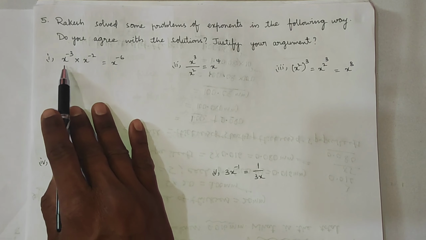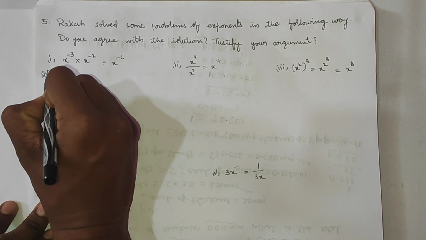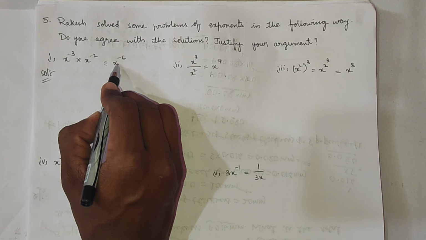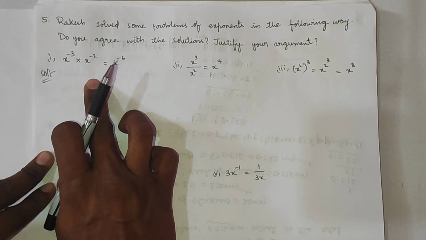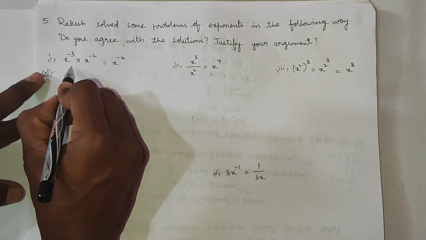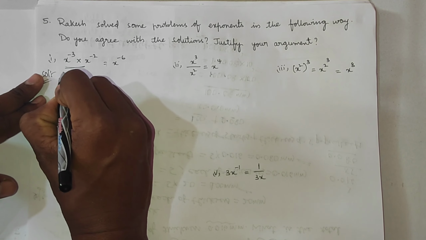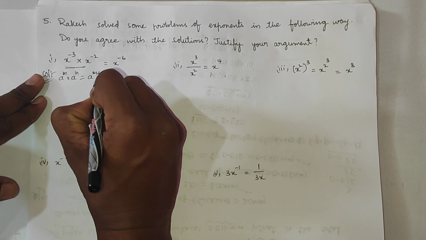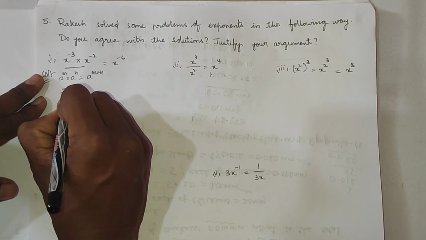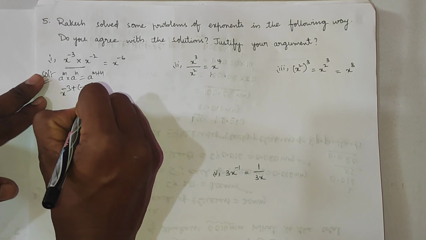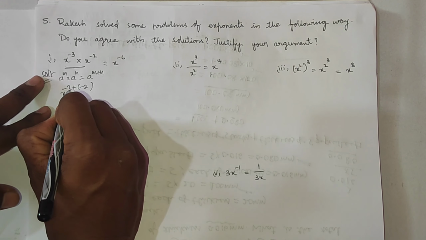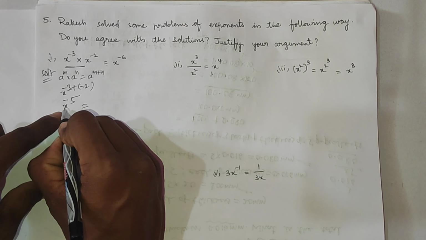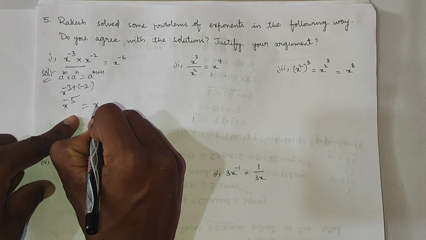The first one he solved as x to the power of minus 3 into x to the power of minus 2 is equal to x to the power of minus 6. We will check whether we agree. It is in the form of a to the power of m into a to the power of n, which is a to the power of m plus n. So x to the power of minus 3 plus minus 2 becomes x to the power of minus 5. Now, x to the power of minus 5 is not equal to x to the power of minus 6.